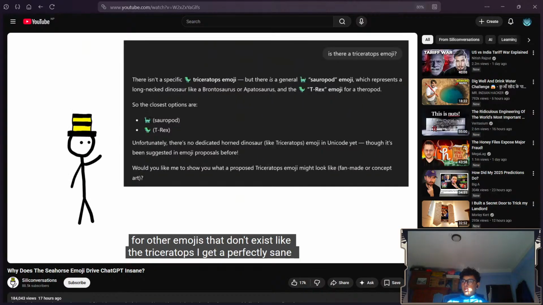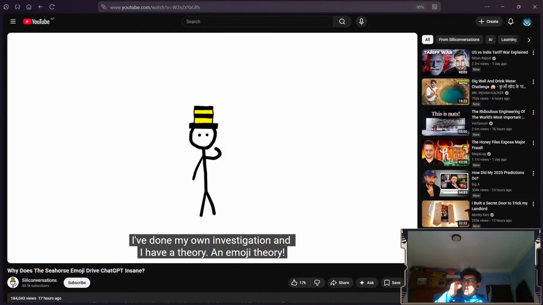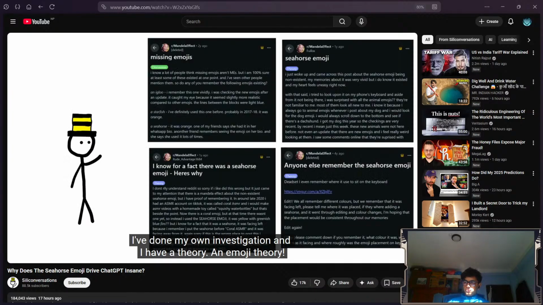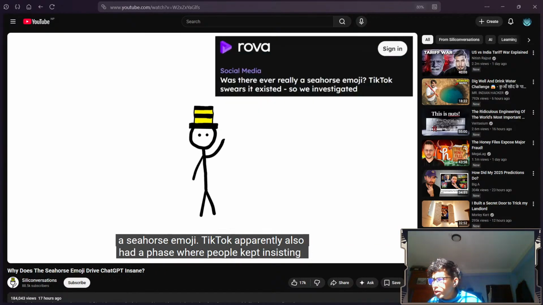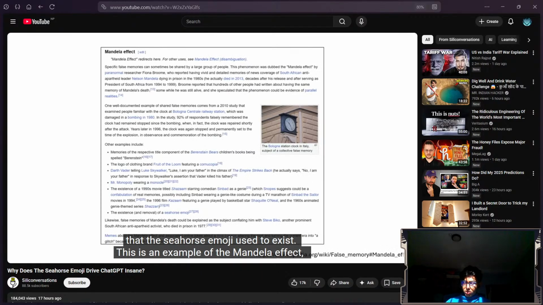Interestingly, if I ask for other emojis that don't exist, like the Triceratops, I get a perfectly sane response. So why does the seahorse emoji specifically drive ChatGPT insane? Well, I've done my own investigation, and I have a theory. An emoji theory. There are several posts on Reddit from people claiming to vividly remember the existence of a seahorse emoji. TikTok apparently also had a phase where people kept insisting that the seahorse emoji used to exist. This is an example of the Mandela effect, which is a collective false memory.